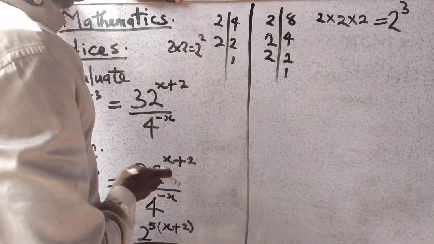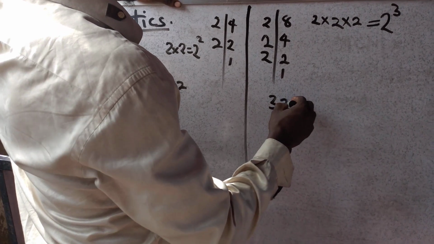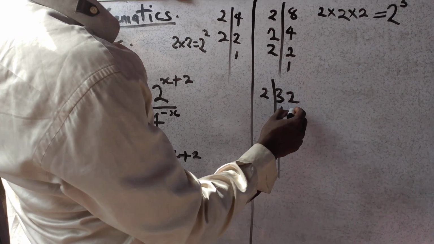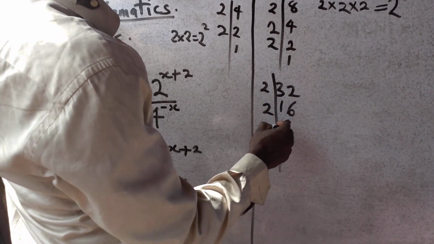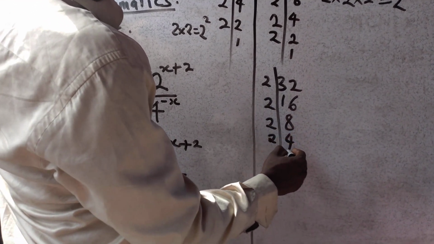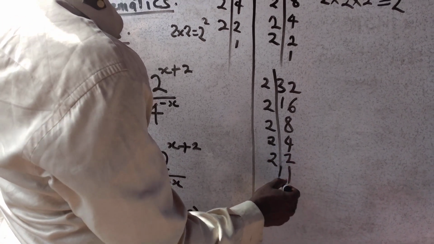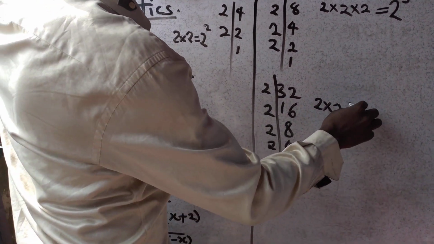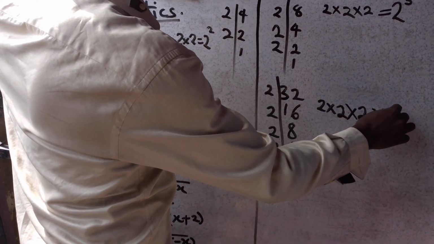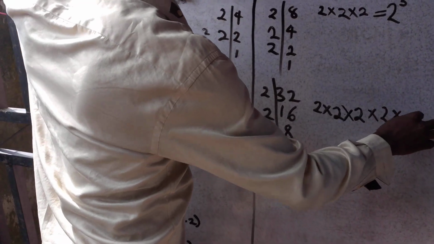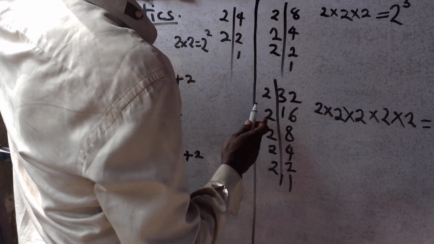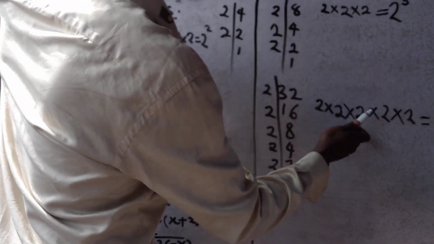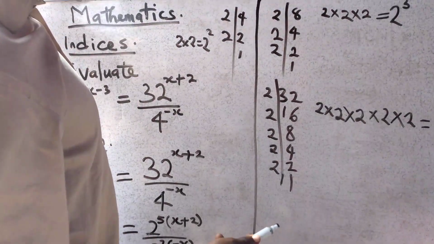That's for 4. And look at 32. How do we obtain the index form of 32? 2 going to 32 is 16. 2 going to 16 is 8. 2 going to 8 is 4. 2 going to 4 is 2. And 2 going to 2 is 1. So if you multiply, this is 2 times 2 times 2 times 2 times 2, which is 1, 2, 3, 4, 5, which is equal to 2 raised to power 5. So that is for 32.